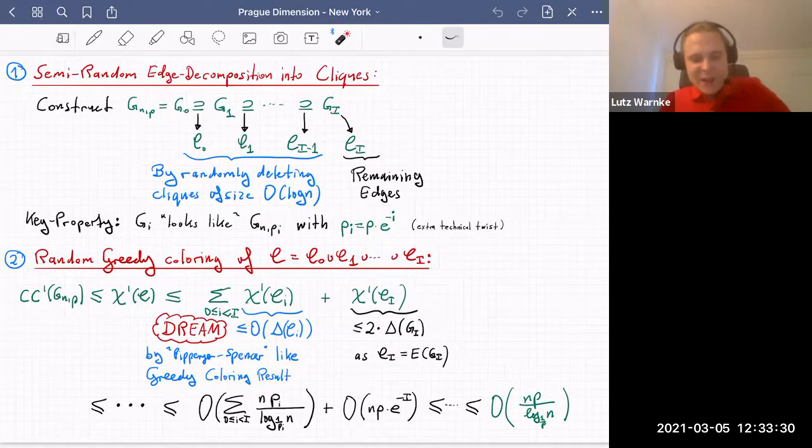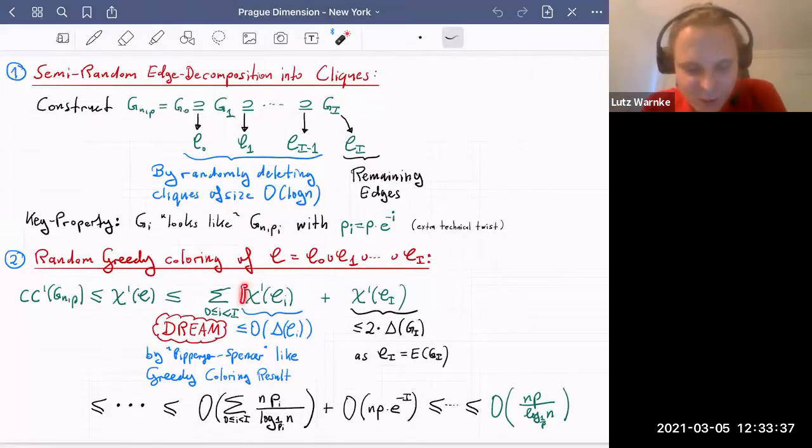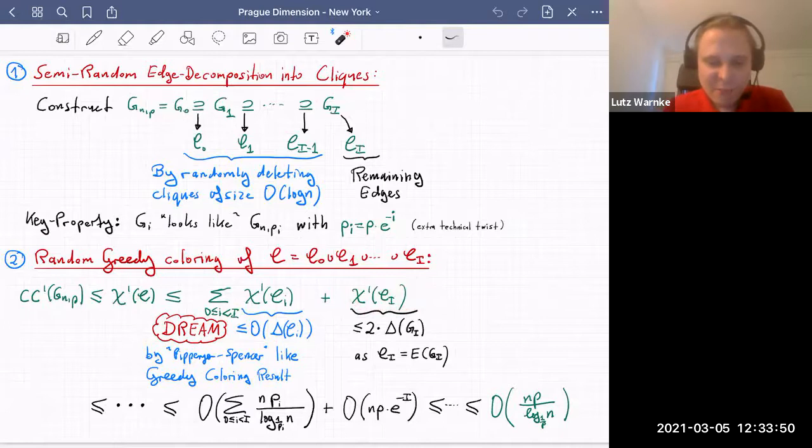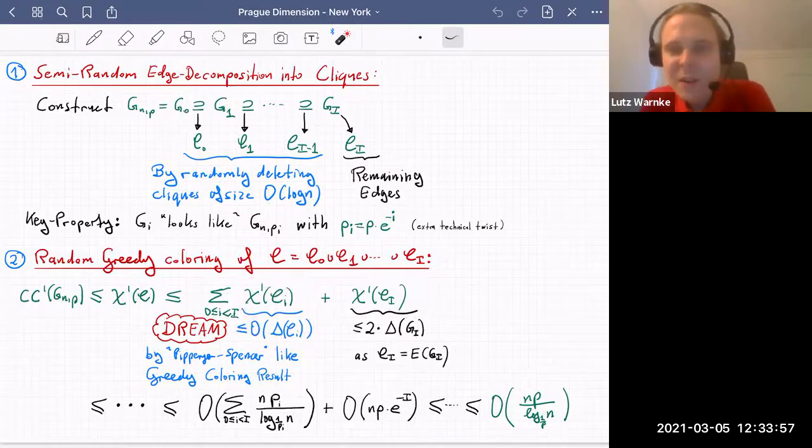And so that lets us make this dream statement. So what if we could also get such a bound here for coloring the other collections where we color these large cliques, right? So here we'd get maximum degree for free by Vizing, but maybe the world is nice and we can also color these other collections using order of magnitude times the maximum degree many colors. Okay, that would be our dream statement.